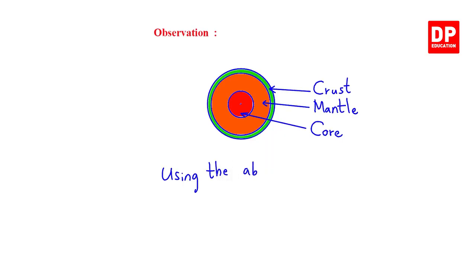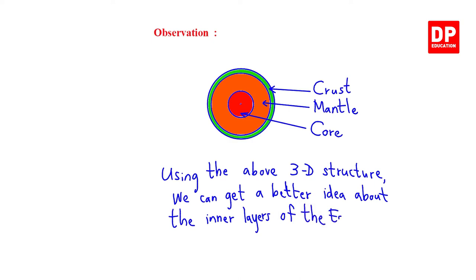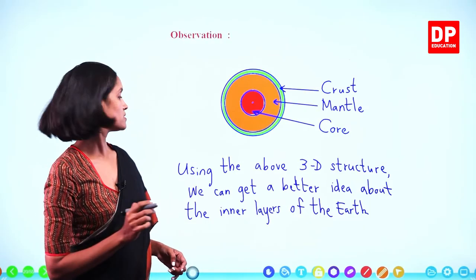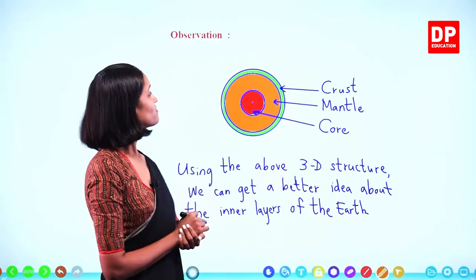Using the above 3D structure, we can get a better idea about the inner layers of the earth. Right, children? Using the above 3D structure, we can get a better idea about the inner layers of the earth. Right. We will move on to the next.